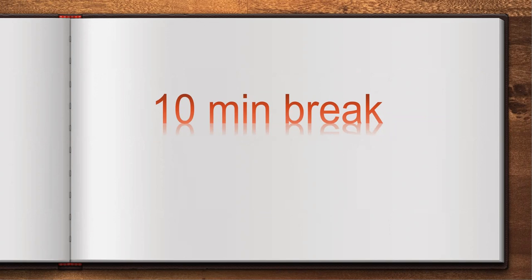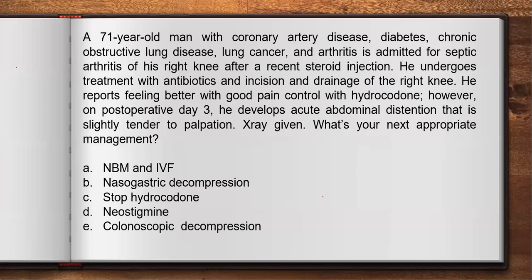All right, guys, so let's start again. You have a 71-year-old man with coronary artery disease, diabetes, chronic obstructive lung disease, lung cancer, and arthritis, admitted for septic arthritis of the right knee after a recent steroid injection. He undergoes treatment with antibiotics and incision and drainage of the right knee. He reports feeling better with good pain control with hydrocodone. However, on postoperative day 3, he develops acute abdominal distension that is slightly tender on palpation. X-ray given. What is your next appropriate management?